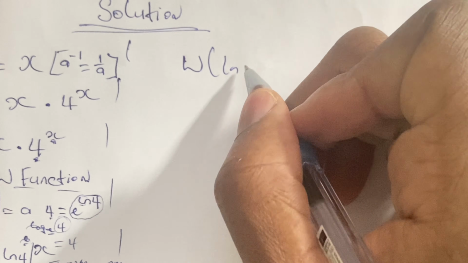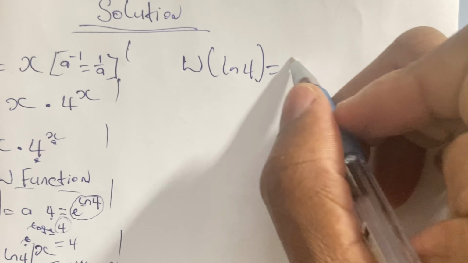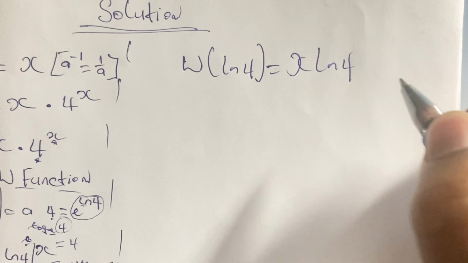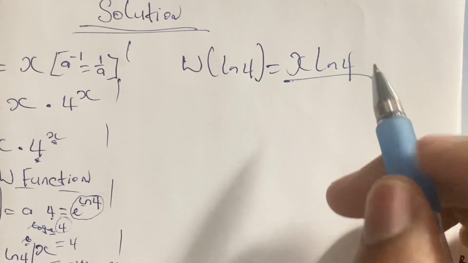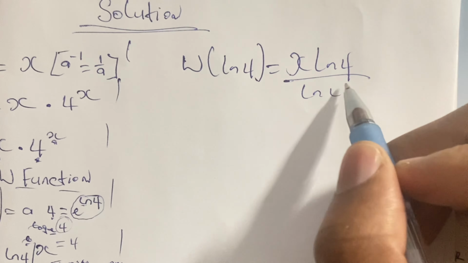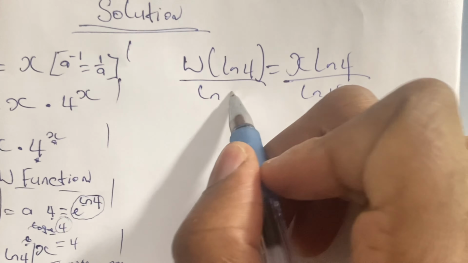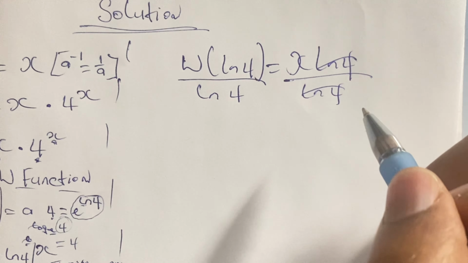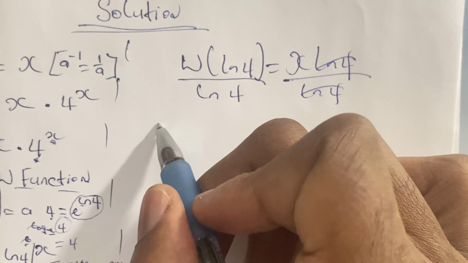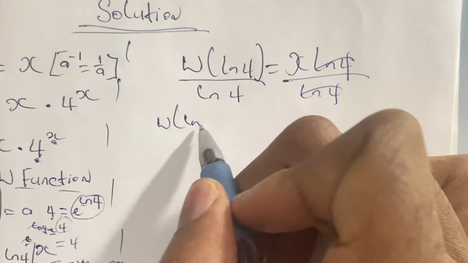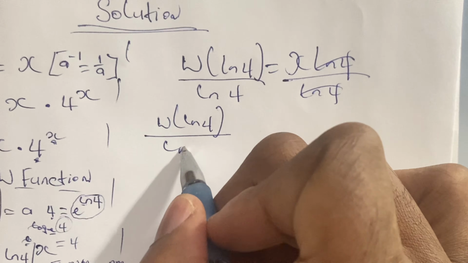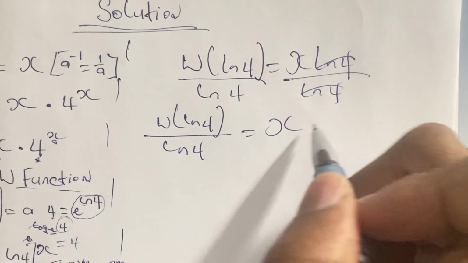So we said that we have W of ln 4, and we said that that is equal to x ln 4, the value of a. Now from here we solve for x by dividing both sides of this equation by ln 4. So W of ln 4 over ln 4, and on the right the ln 4's are going to be cancelled out, so that's just going to leave us with x. And so now we have W of ln 4 over ln 4 is equal to x.